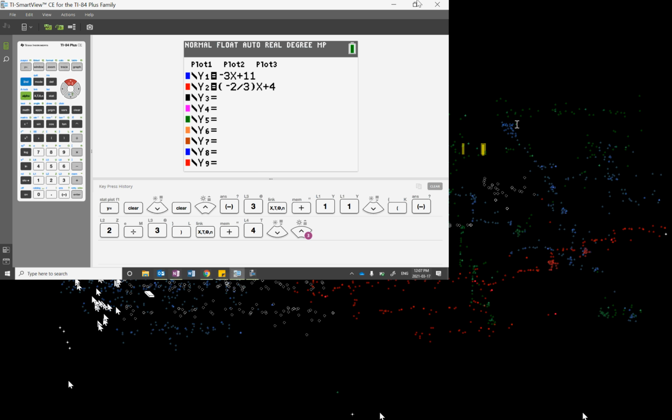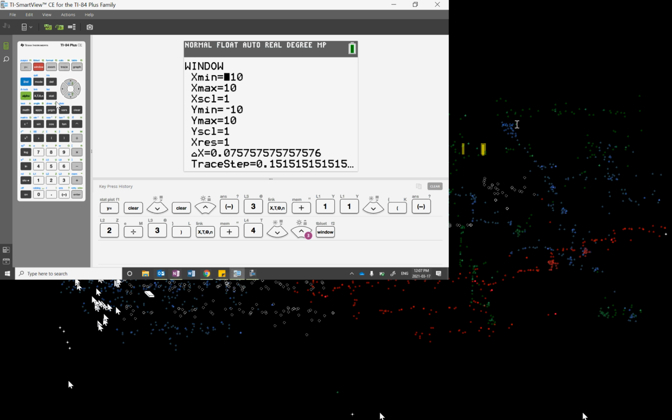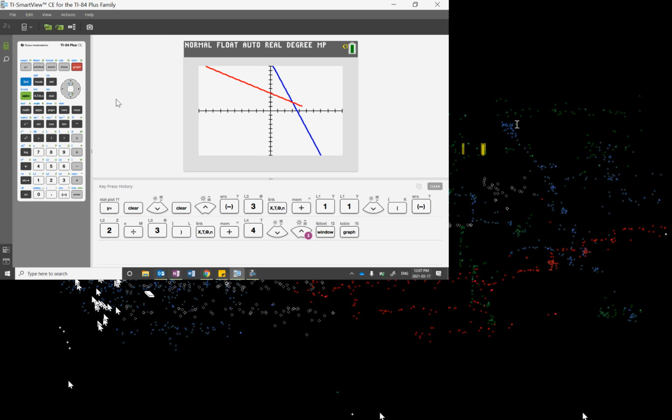Okay, so once you plug it in, let's all go to our window settings. Make sure your window settings are standard because who knows where you left them. They could have a couple hundreds in here. So we want to go back to our -10, 10, etc. Then we're going to go graph. So you've already learned this. This is just review.